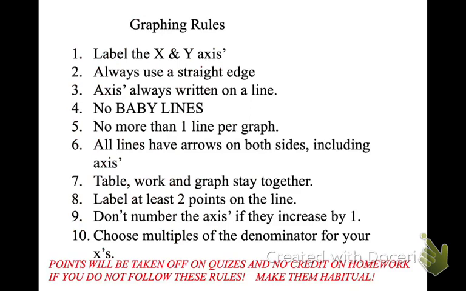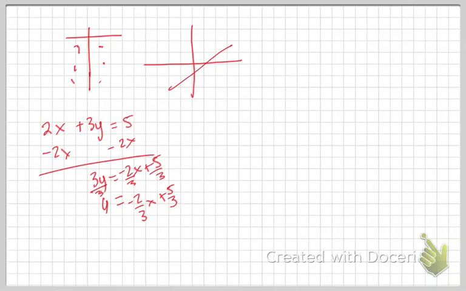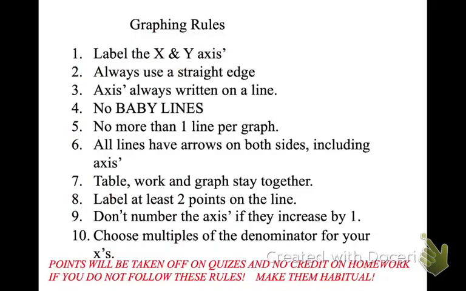Number eight, label at least 2 points on the line with their point numbers, meaning whatever the points are, I don't know, (2, 3) or (4, 5). Those are the wrong numbers, I'm just giving you examples. Number nine, don't number the axes if they increase by 1. We assume that they do.